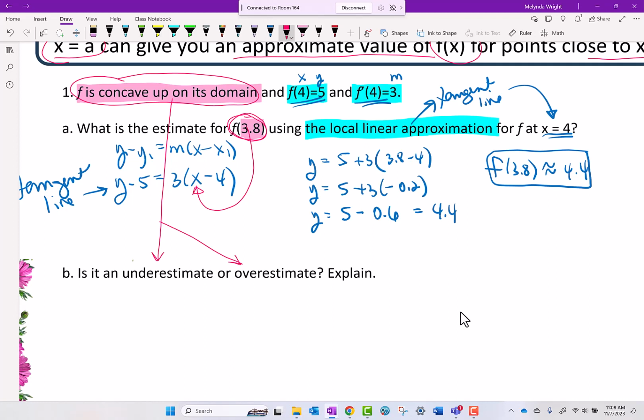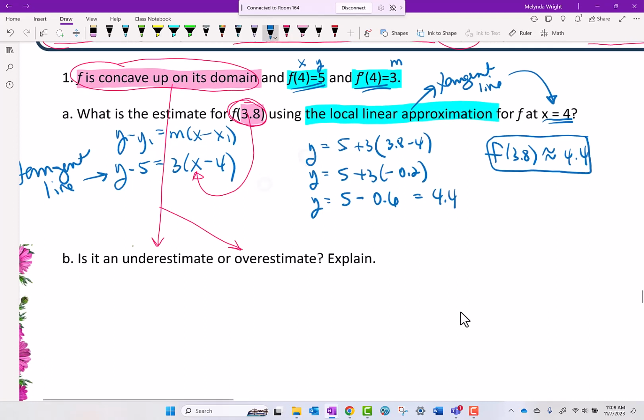So what we want to do is think about what a concave up function would look like. So I'm going to draw a picture of a concave up function. This is concave up. Okay? And what would our tangent line do? So we found a tangent line. Where would our tangent line go? Would it go here, like underneath it, or would it go above it? I mean, it's going to go underneath it. That's the only place to put it, right? We can't go above the curve.